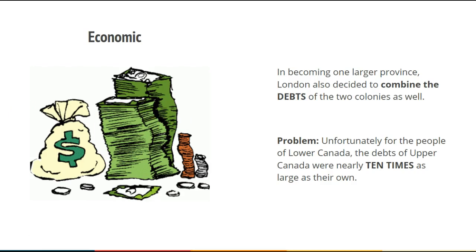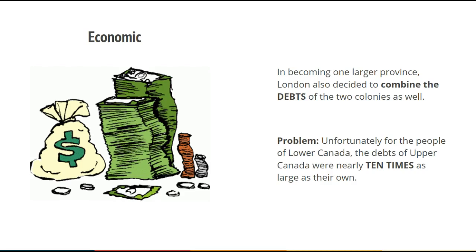In terms of economics, this was really controversial. The Act of Union actually combined the debt of Upper and Lower Canada. So what that means is all the money that was owed by Upper Canada or Lower Canada, whether that be to Great Britain, whether that be to individual companies, debt, right? Debt is the amount of money that you owe to somebody. The Act of Union combined the debts of Upper and Lower Canada, which seems to make sense, but the problem for the people of Lower Canada is Upper Canada's debt.